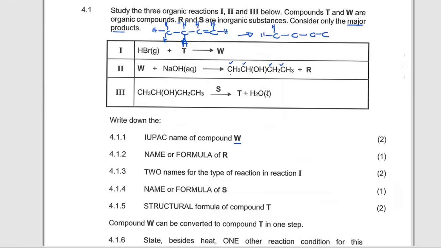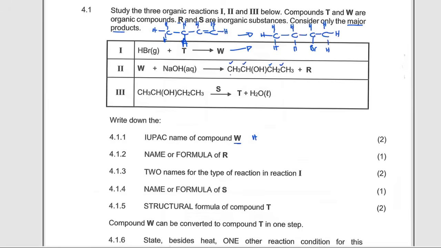So this one is going to be our H, and also take note they said we should only focus on the major product, right? So in terms of this, Markovnikov's rule says the hydrogen is going to attach where there are more hydrogens, right? So it means our Br is going to be there, right? So it means now we've got this W there. This is the one.